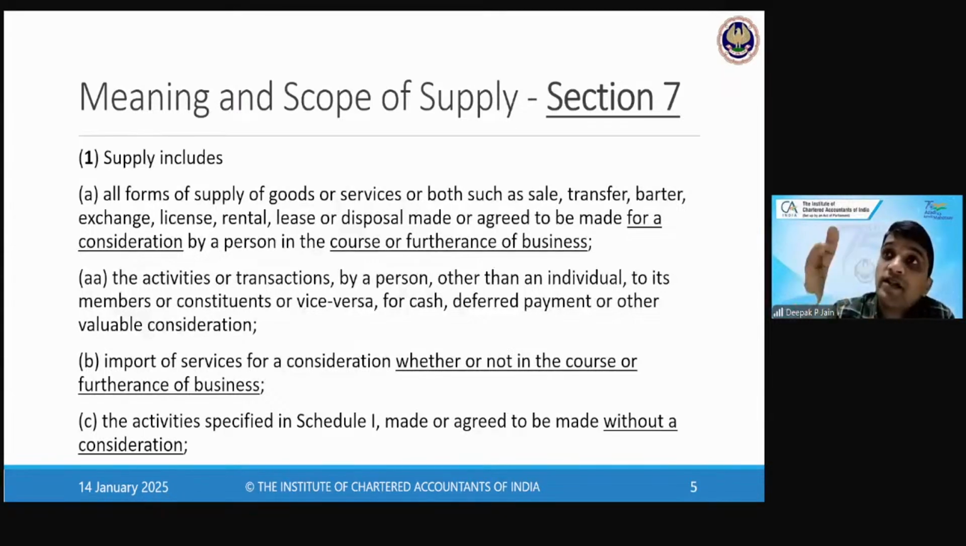So government is also a person. If you see the definition of person, it could be anybody. It is so wide that a government also is included as a person. So once a government is included as a person and they are doing any of these activities, they're doing sale, transfer, barter, exchange, they will become a person who is supplying. And here there is no exclusion. They've just said when any of these activities is made by a person and it is made for a consideration.